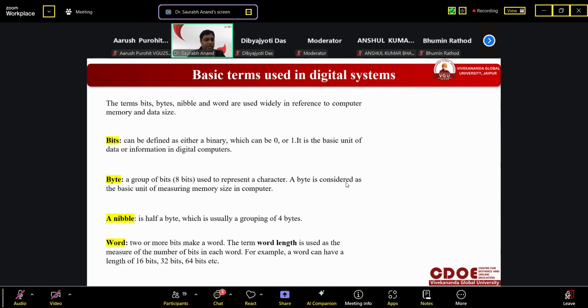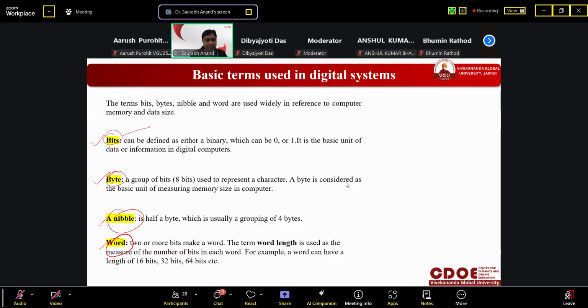So before starting the number system, we should know, because these terms will come in between, what these are. Basically, these two terms will be frequently used, but you should know what nibble and word are also. So what is bit? Bit, byte, nibble, word: these are the units that we are using for the data, for the digital numbers.